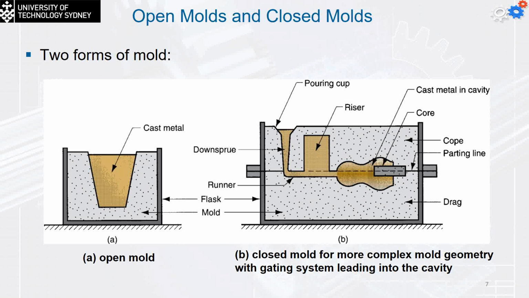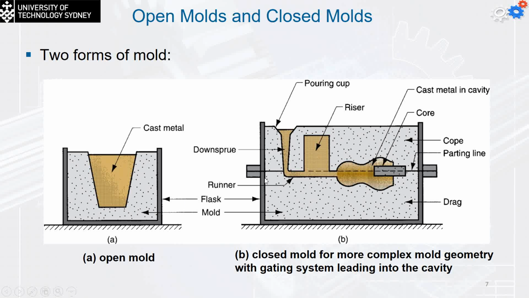Now, we can also classify casting into open molds and closed molds. These are the two forms of molds. On the left side, we can see the old technology for casting, which was open mold casting. It doesn't have cavities; the shape is a block, open from the top, and in all cases we have to clean this area.